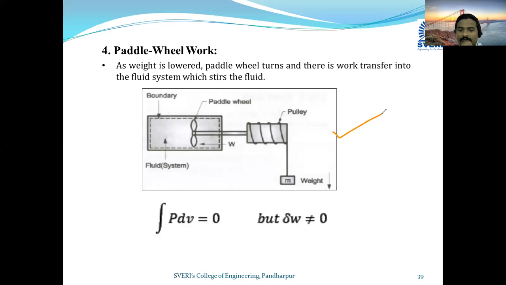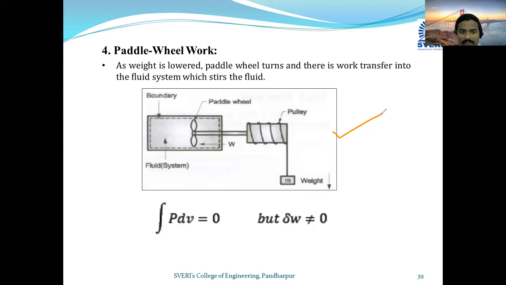Yes, sir. Okay. Now this paddle wheel type of work we have to understand. If you see the construction details, one container is taken in which fluid is filled, that is considered a system. Again, there is an arrangement of paddle wheel, then pulley and weight. Okay, so over the pulley the rope is wound, and at the end of this rope the weight is attached.